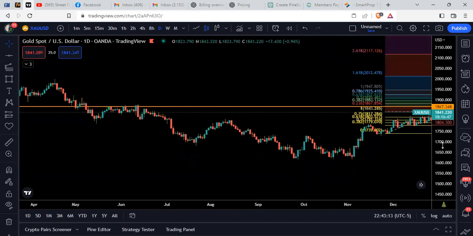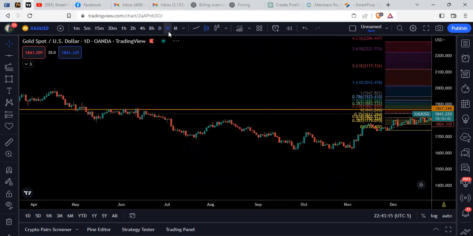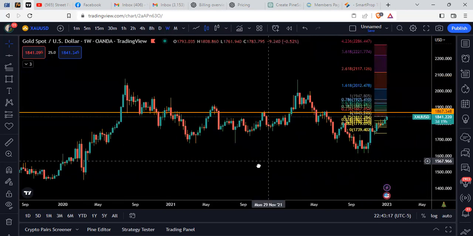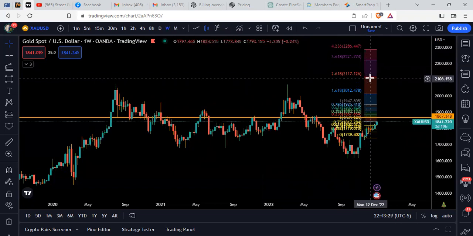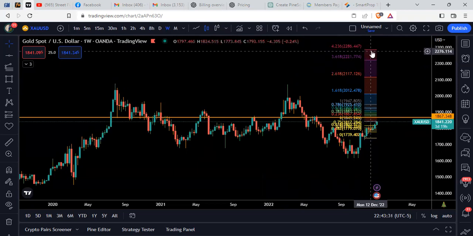And then we jump up to the weekly. The all-time high is right here. So we could definitely potentially see gold come up to these areas. You know what I'm saying? We could potentially see gold come up to 2,200, especially with everything we just talked about. This is even more confirmation, and the news would push gold up to this price.